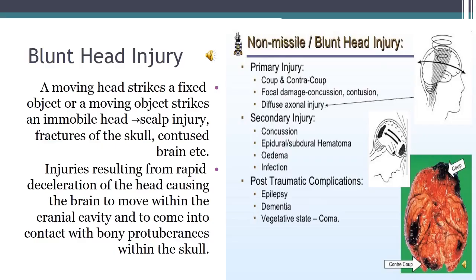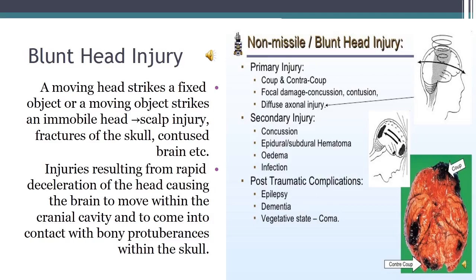Blunt head injury: a moving head strikes a fixed object, or a moving object strikes an immobile head, which will lead to scalp injury, fractures of the skull, contused brain, or other injuries. These are injuries resulting from rapid deceleration of the head, causing the brain to move within the cranial cavity and to come into contact with the bony protuberances within the skull.